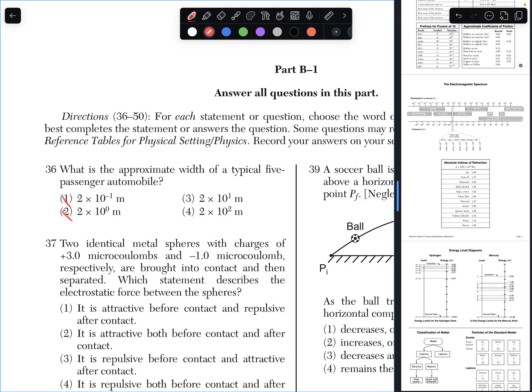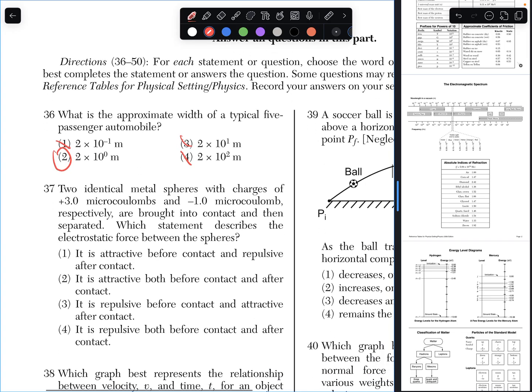Wait, hold up. It can't be less than 2 meters. I think 2 meters is the approximation. I don't think it can be 20 meters, that's too long, so it can't be any higher than that. So it has to be 2.